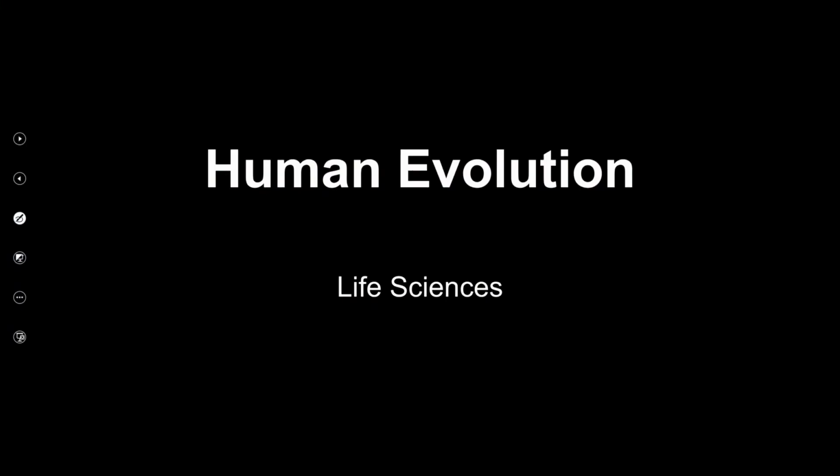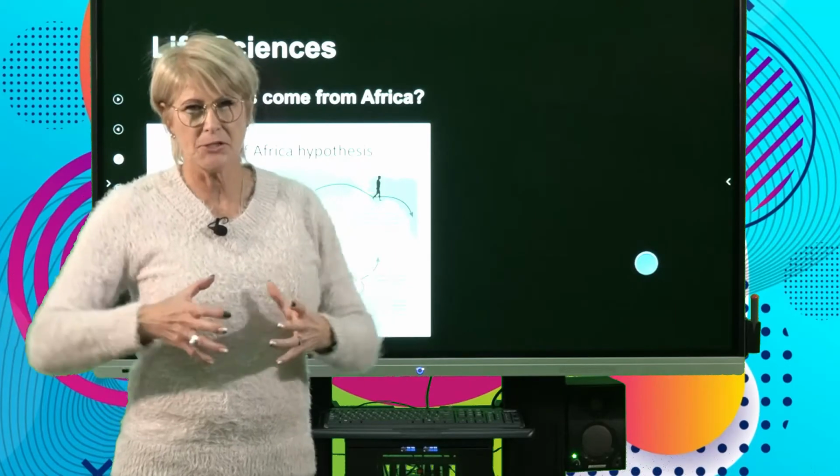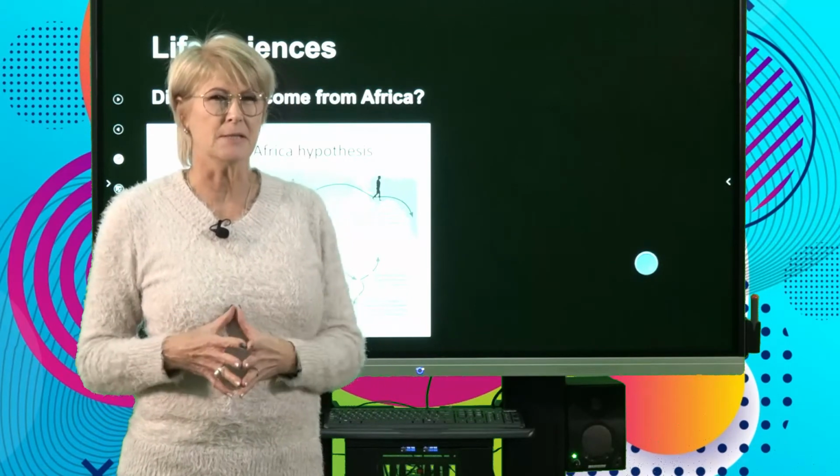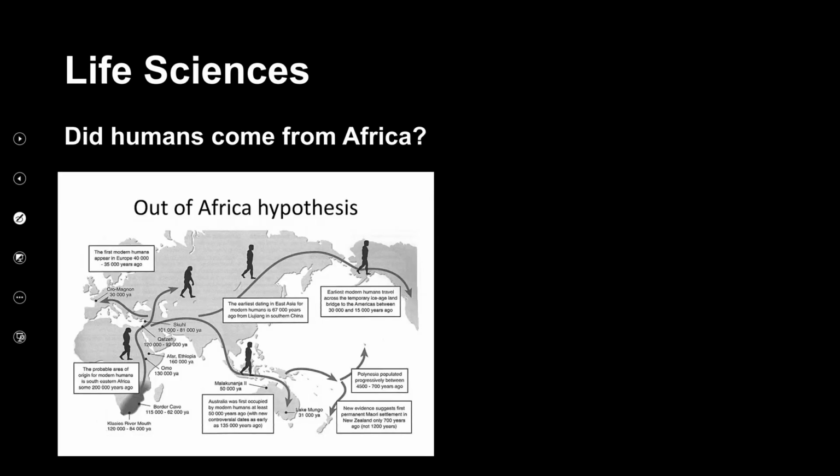Today's lesson is on human evolution, and we're going to have a look and unpack the topic for today. One burning question for a lot of people is, did humans come out of Africa? We have a look here on the board. We can see a map with the out of Africa hypothesis, where they believe that humans evolved or came from Africa. So we're going to have a look at how the evolution took place and then where we went to.